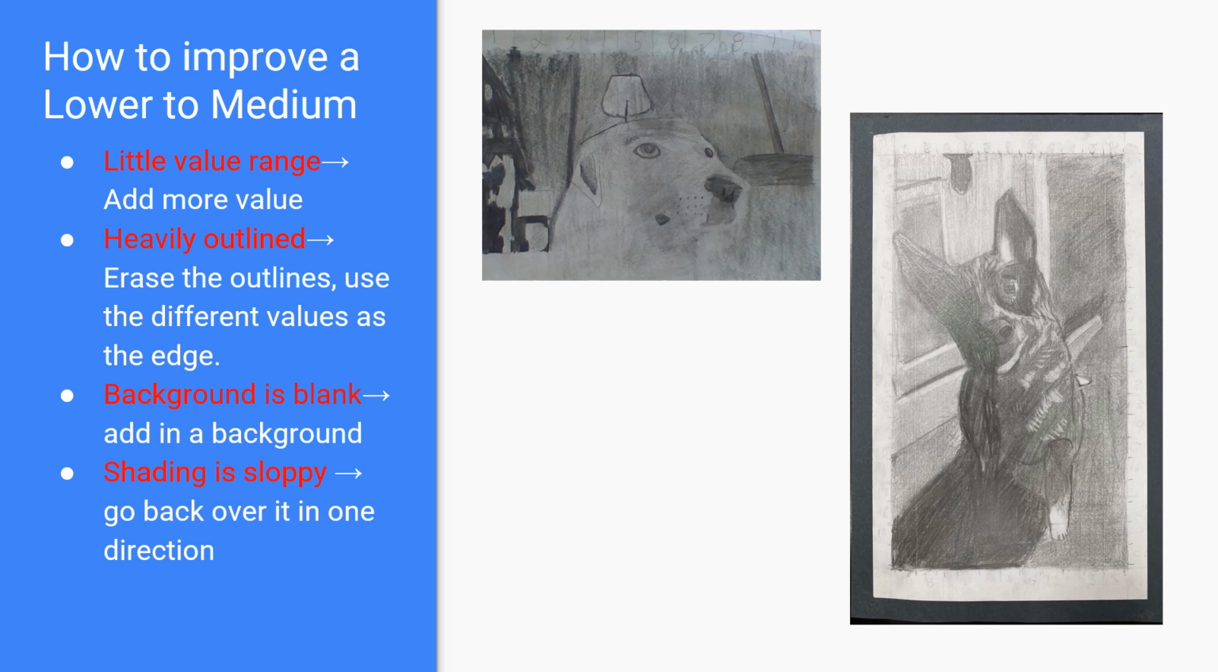The other one I was referring to, the background was blank, so you could add in a background. And then the shading is sloppy. Go back over it in one direction. Try to camouflage it so that's all going in one direction. Everything is fixable.